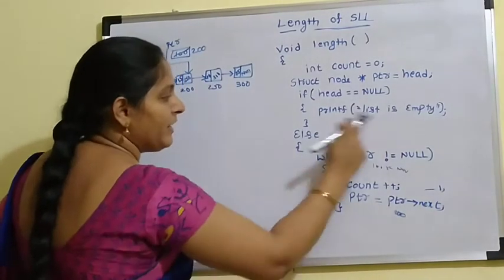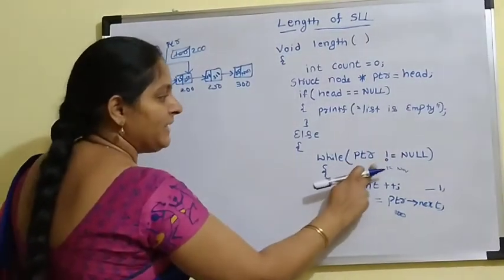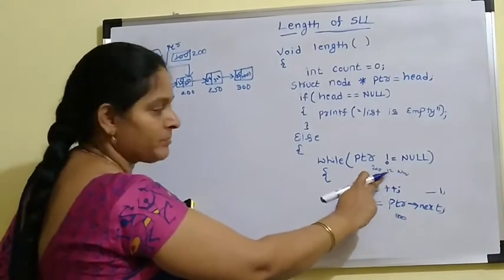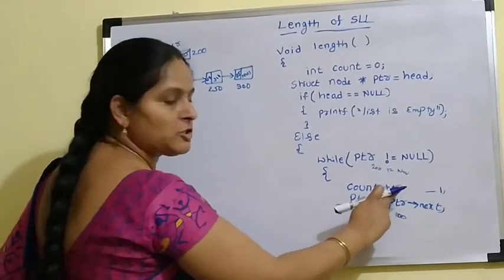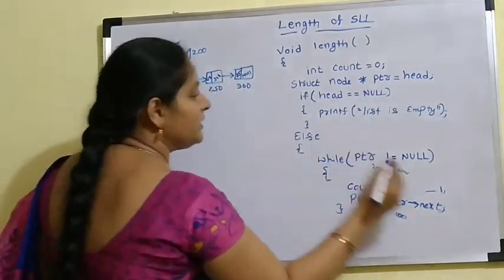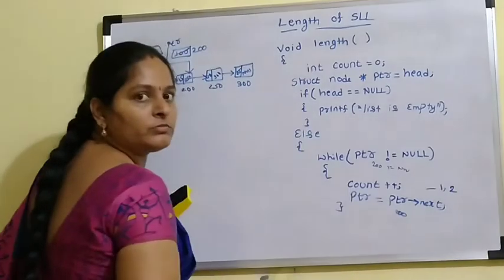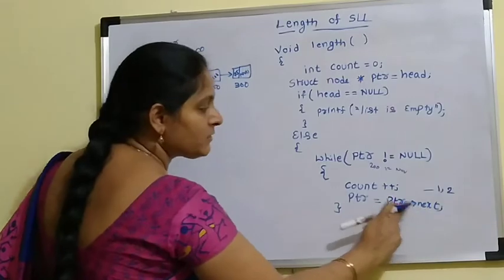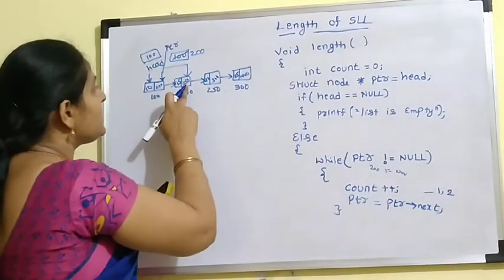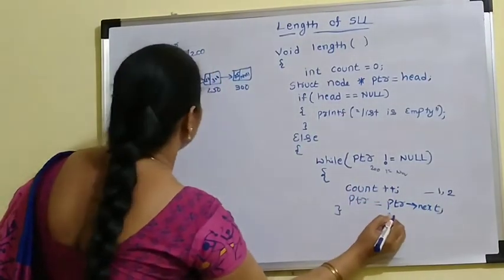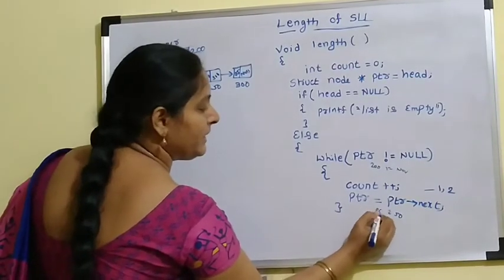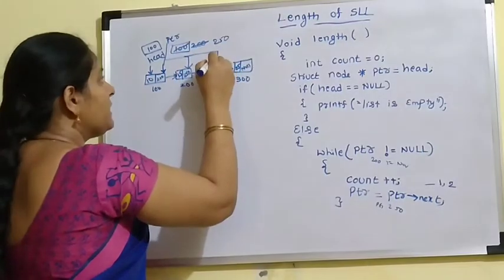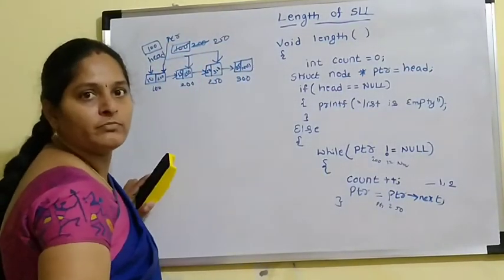Right? Now verify this condition again. Now the PTR value is 200. 200 is not equal to null. Again condition satisfied. We will enter into this while loop. Count plus plus. That means we are counting the second node. So 2. Okay. After counting the second node, what we are doing? PTR next address we are assigning to the PTR. What is the PTR next address? 250. So that 250 is assigned to the PTR. Now this 200 is replaced with 250 so that the PTR moves to the 250 address.